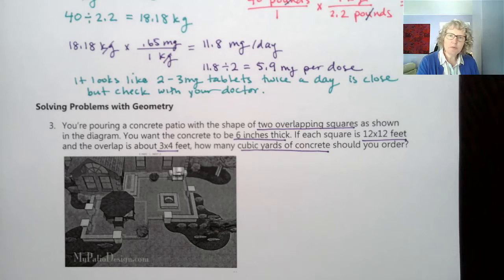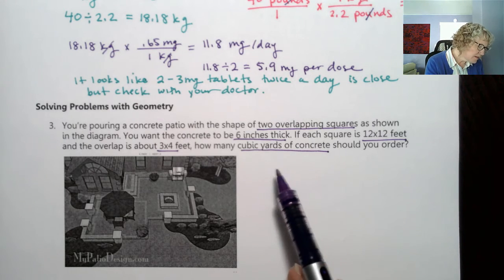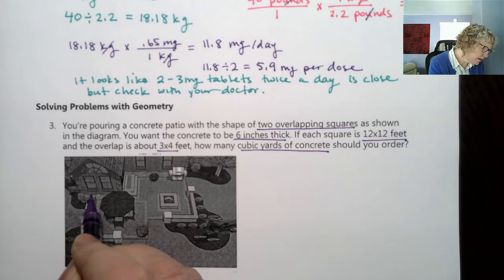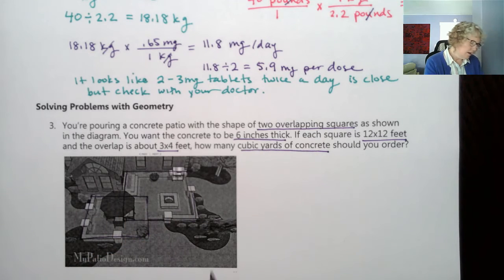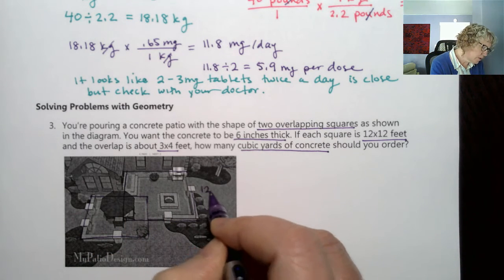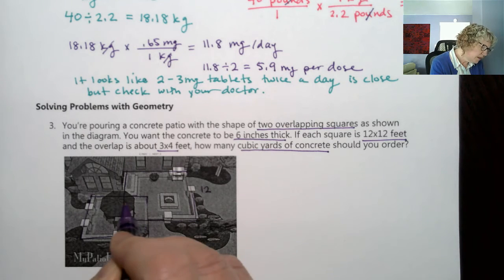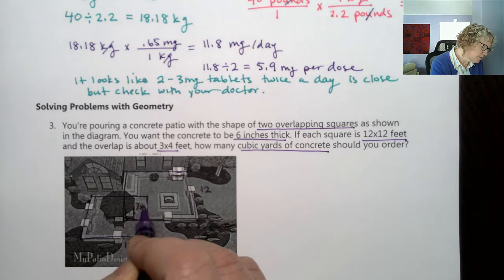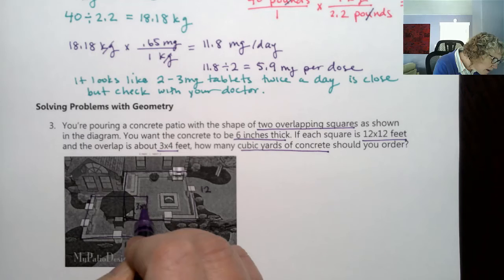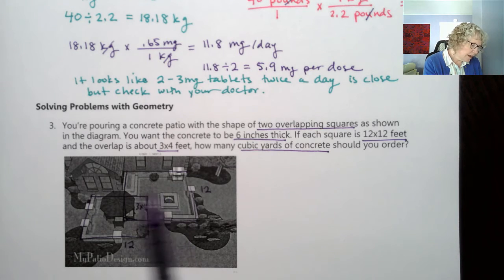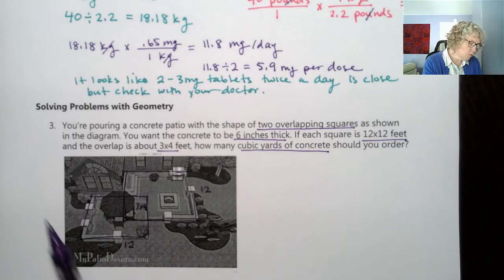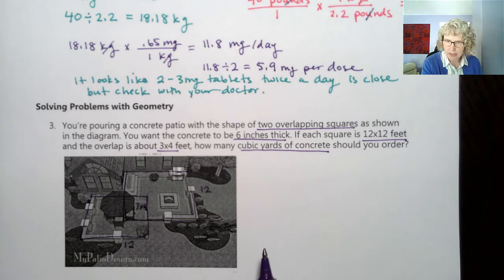Okay, so if you've ever done any home improvement projects, you know you have to do some math, right? Area of your deck or whatever you're working on. Okay, so we have a diagram. This patio is kind of shaped like 2 overlapping squares. So it looks like this is 12 by 12, but then there's this overlapping part which is 3 by 4. It's hard to see that. So it looks like we need to calculate the area of this whole patio, and then we need to make it 6 inches thick, right?